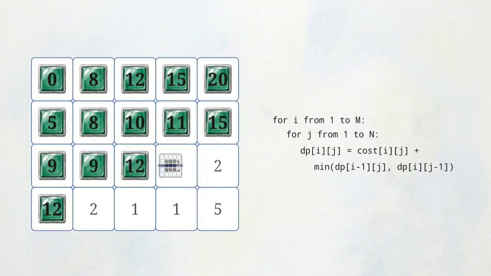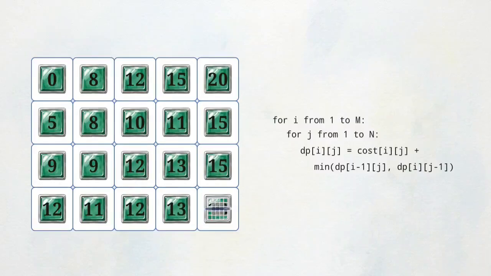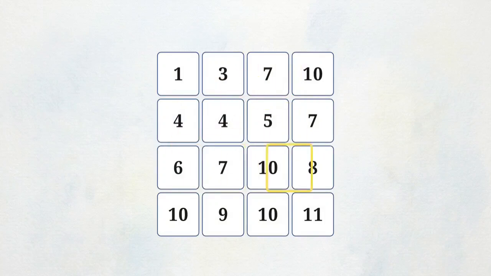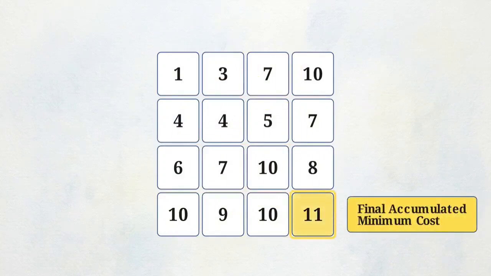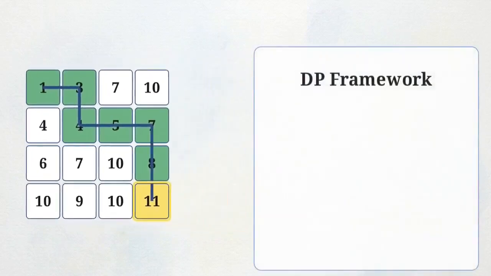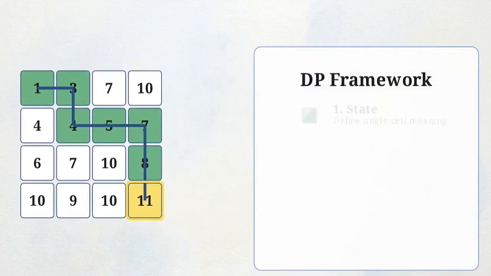Nested loops then apply this choice row by row, automatically filling the matrix. This automated iteration of a single localized choice resolves the complexity of the entire grid. When the iteration reaches the bottom right cell, its accumulated value is the absolute minimum cost for the grid. We can find the physical route by tracing backward from this final cell to the origin, following the path of minimum values previously selected. Apply this framework to any grid problem.